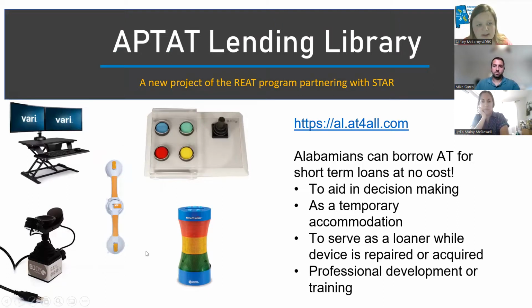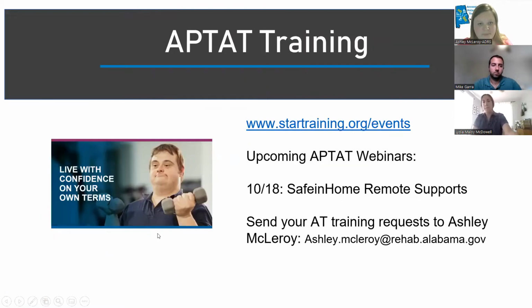To access our lending library, you would go to al.at for all, create an account, and then you would be able to check out any of the items that we have for short-term loans. And that's at no cost to you. So Alabamians can borrow our assistive technology for short-term loans. You can borrow to aid in decision-making. You can use it as a temporary accommodation. It can serve as a loaner if you're looking for funding or a device is being repaired. Or if you just want to learn more about a specific product to increase your knowledge of assistive technology, you can also borrow that from our lending library.